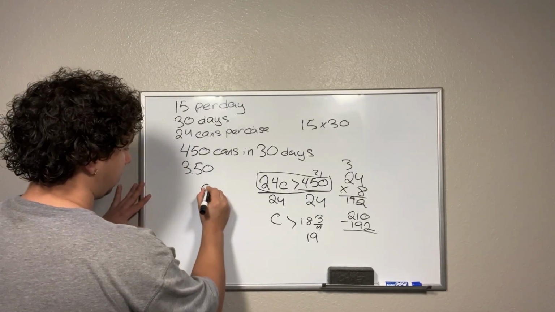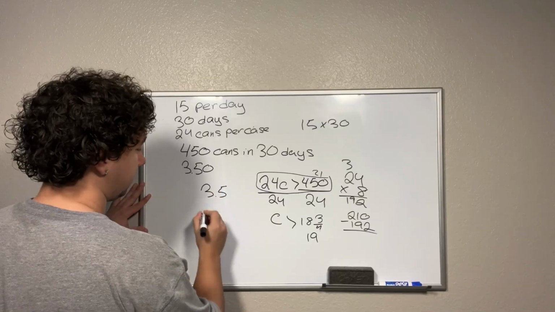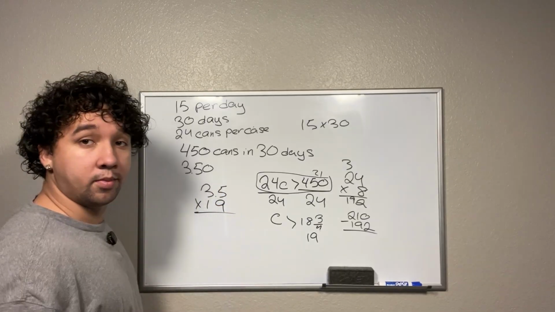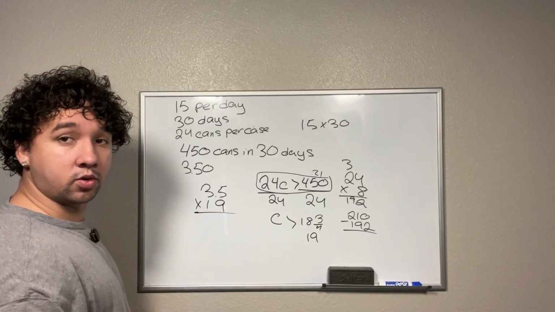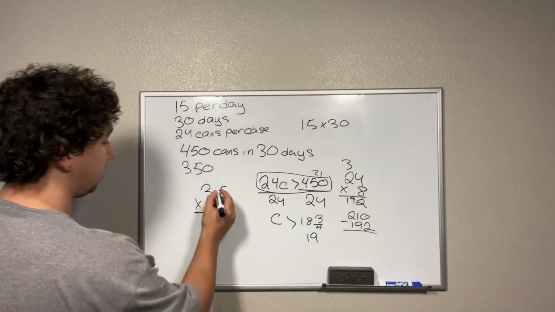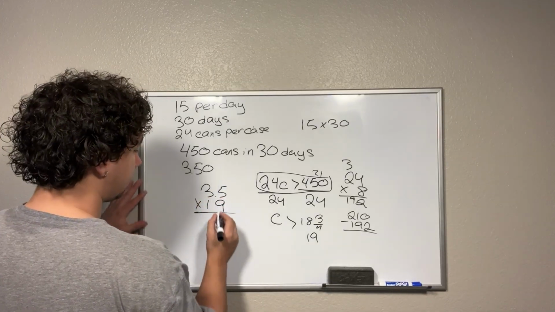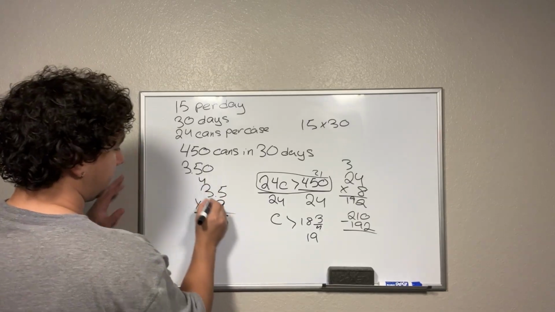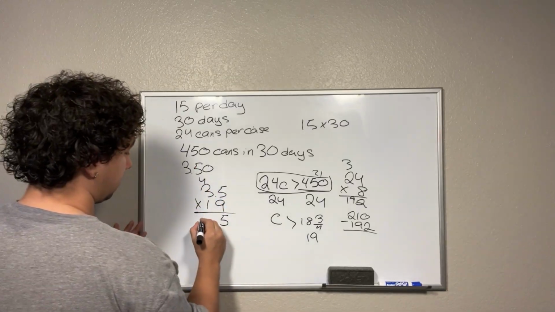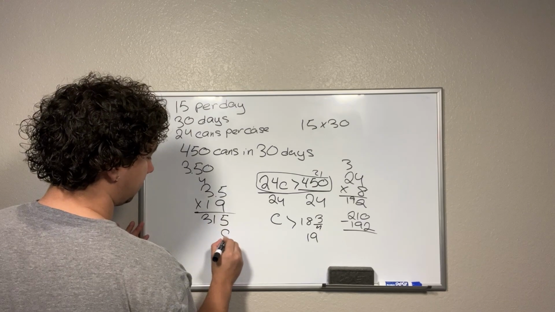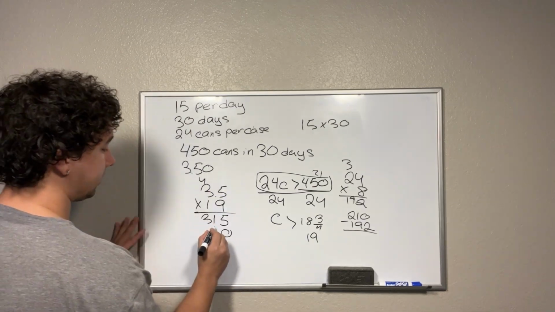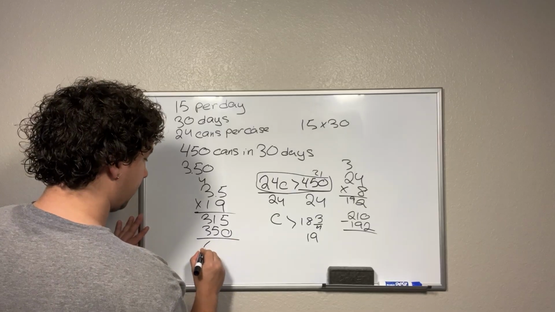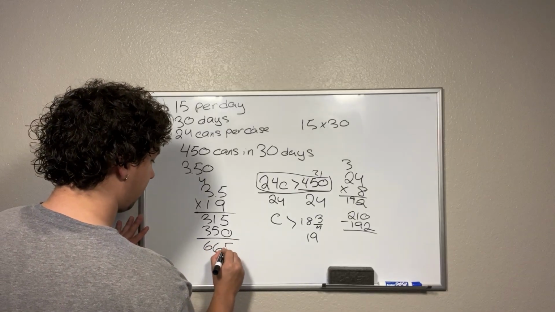So 3.5 times 19. If you want to multiply by decimals, you just ignore the decimal and plop it on at the end. So 5 times 9, well, that is 45. 9 times 3 is 27, plus 4 is 31. Put down a 0 for place value. 1 times 5 is 5. 1 times 3 is 3. I get 6, 6, 5.